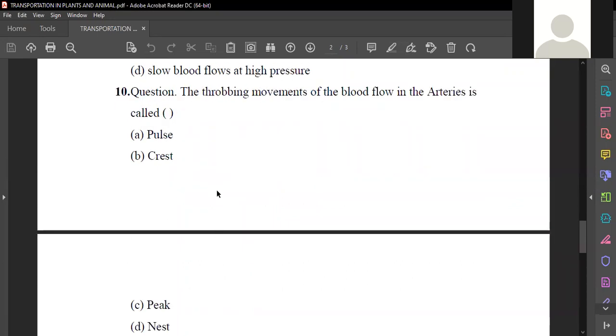The 10th one: the throbbing movement of the blood flow in the arteries is called dash. This we will give to Mahavir. Sir, it's called pulse. Pulse.